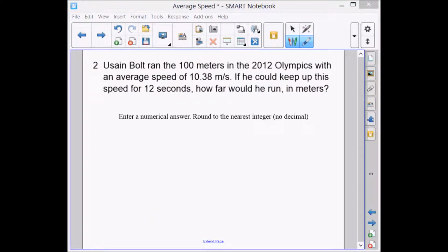Okay, so now I have another example where we're going to use the same equation, but we're going to use it in a little bit different form. So Usain Bolt, who's a pretty fast dude, ran 100 meters in the 2012 Olympics with an average speed of 10.38 meters per second. If he could keep up the speed for 12 seconds, I want to know how far he would run in meters. Again, I'm going to pause the video so that you can practice through it yourself, and then you can check your answer or check your solution against mine in a moment. So pausing now.